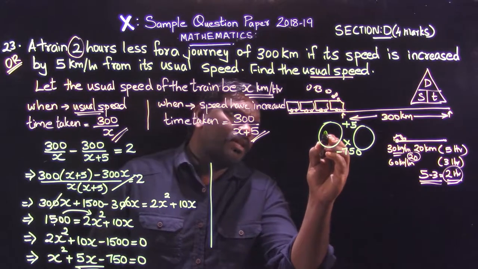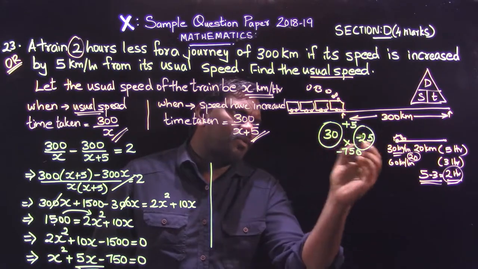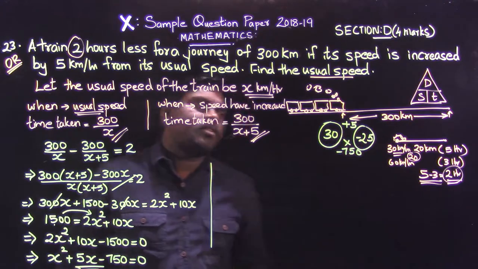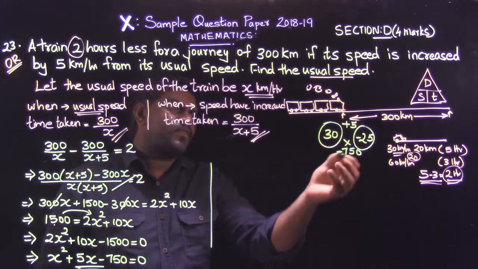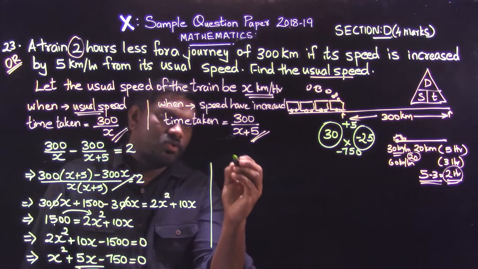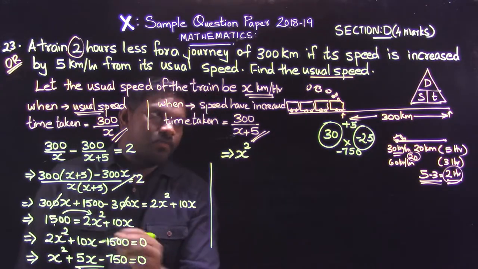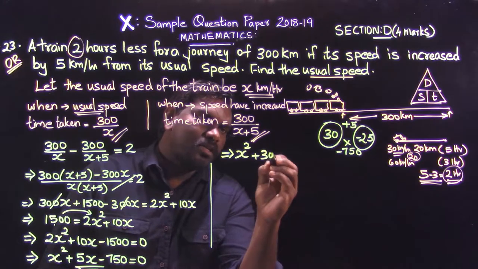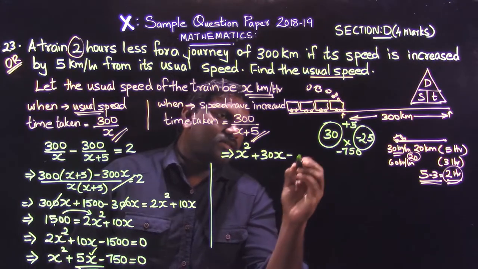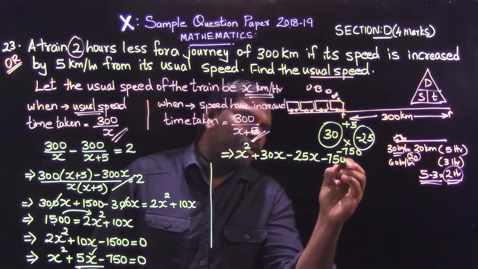Why not think of 30 and minus 25? When you subtract, you get 5, and when you multiply 30 into 25, like 3 into 25 is 75, so 750. It's the same thing you are expecting in this question. So here I split the middle term: x square, this 5 will be splitting up into 30x minus 25x, minus 750 is equal to 0.